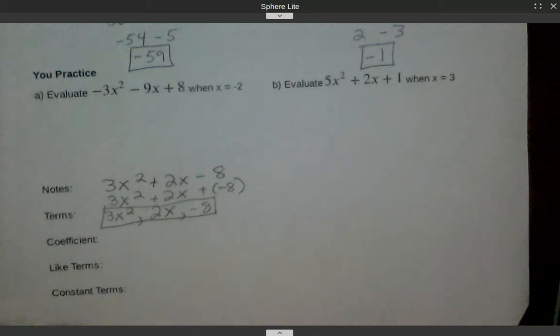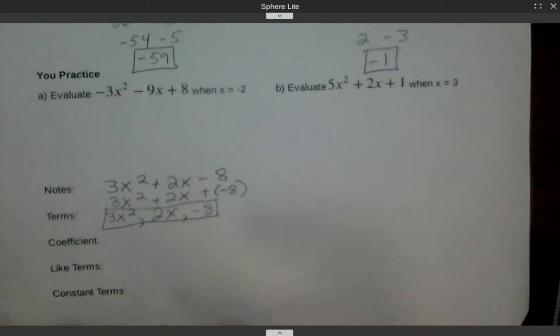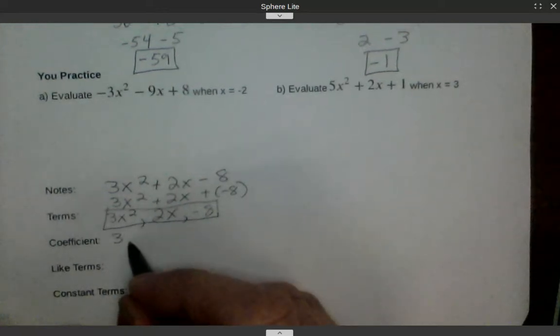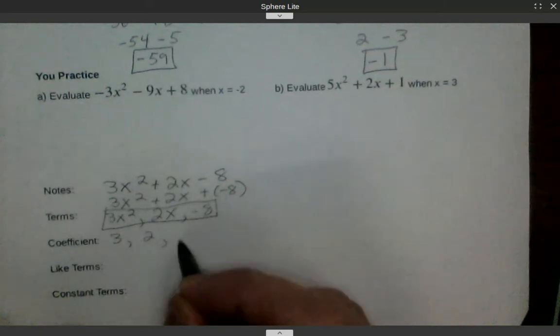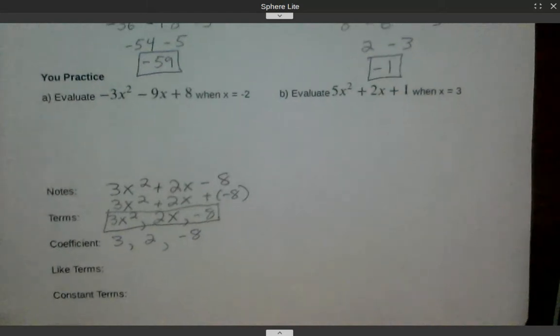A coefficient is the number that is in front of the variable. So for example, my coefficients in this case are going to be 3, 2, and negative 8. So the number that precedes the variable.